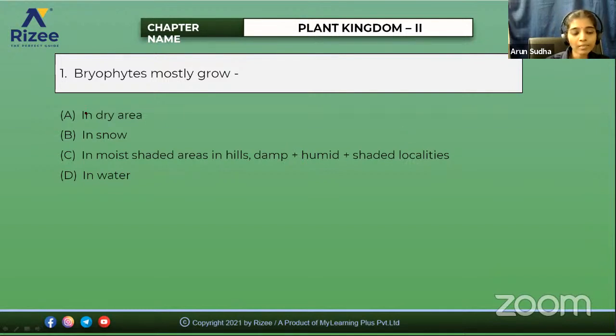So Bryophytes is not growing in dry area, not in snow, but it requires a moist place. It's not purely aquatic, also not in water. So in moist shaded areas and hills, damp, humid and shaded localities. So C is the correct option.